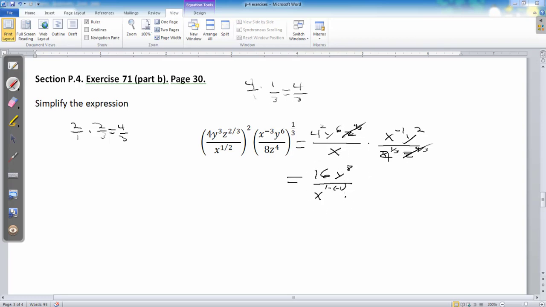Times 8 to the 1/3, that is the cube root of 8, which is 2. My final answer then should just be 8, as the 2 reduces with the 16, y to the 8th over x to the 2.